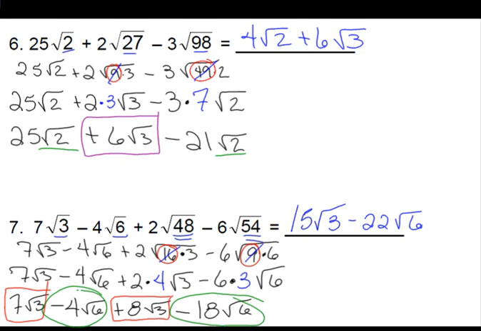You need to always make sure that each radical has been simplified as much as possible, and then combine any like radicals together, just like we combine like terms with our variables. As always, pay attention to what you're doing, and good luck.